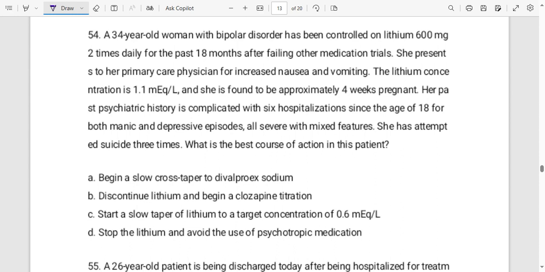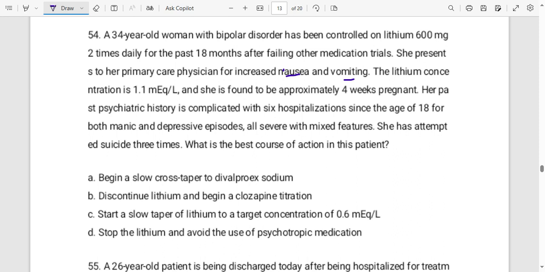A 34-year-old woman with bipolar disorder has been controlled on lithium 600 milligrams 2 times daily for the past 18 months after failing other medication trials. She presents to her primary care physician with increased nausea and vomiting, which are like the early signs of lithium toxicity. Lithium concentration is 1.1 and she is found to be approximately 4 weeks pregnant. Her past psychiatric history is complicated, with 6 episodes since the age of 18, both manic and depressive, all severe with mixed features. She has attempted suicide 3 times. What is the best course of action in this patient?